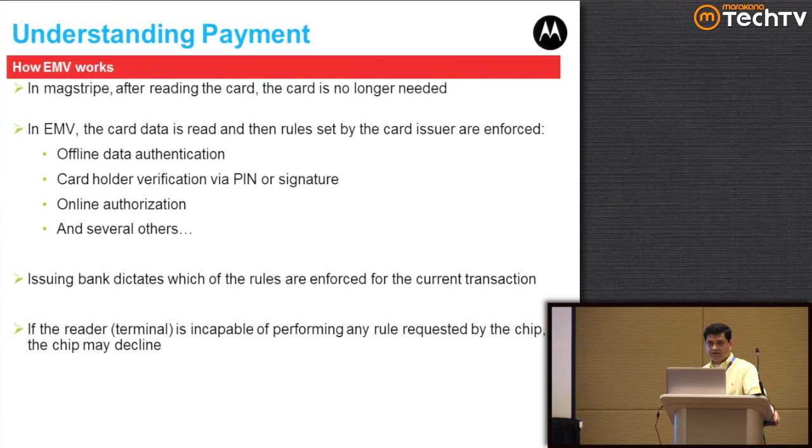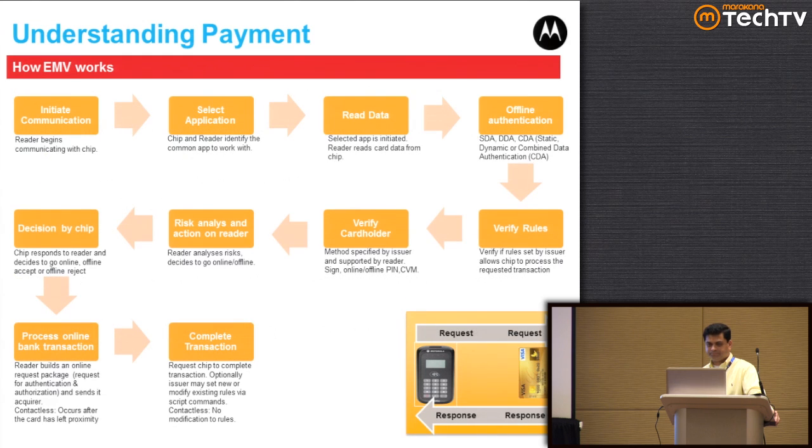And if for some reason they're incompatible, the reader says, whatever rules you're asking me to enforce, I'm not capable. I don't know how to get a signature. Then in that case, no transaction. That's where it ends. That's the refusal.